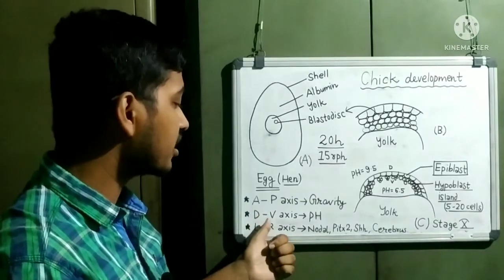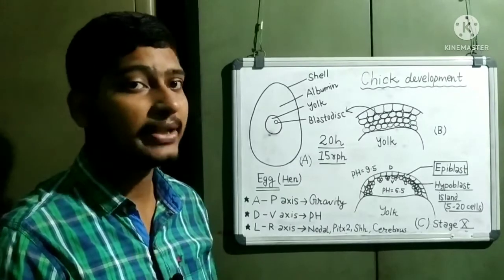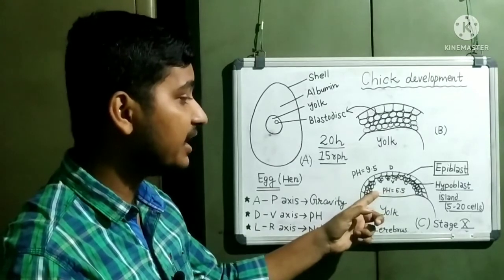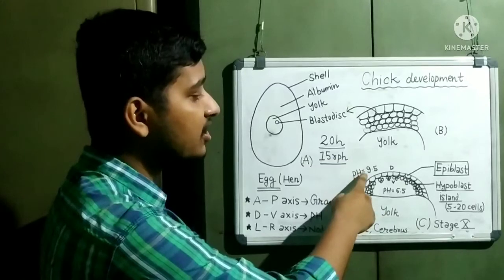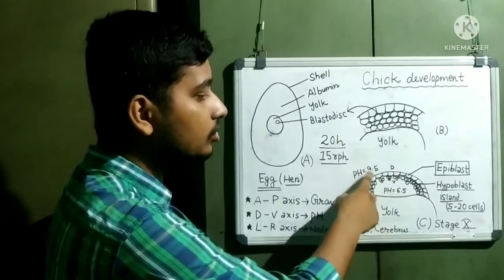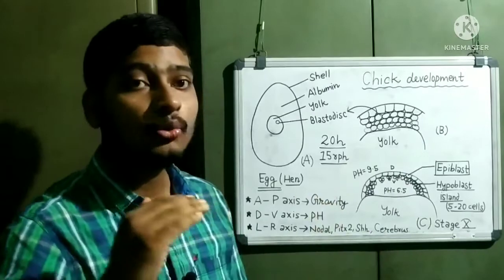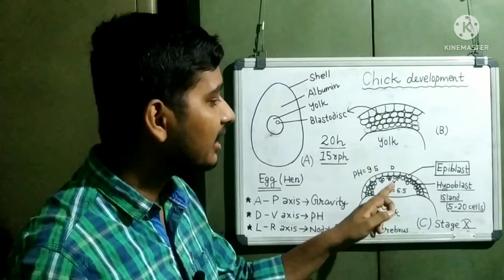If I talk about dorsal ventral axis formation, then it is completely pH dependent. As you can see here, the subgerminal cavity has the pH of 6.5, whereas the albumin part has the pH of 9.5, alkaline, and this is acidic. So in this way, the alkaline portion of the epiblast will form the dorsal portion, okay, and the other portion facing subgerminal cavity forms the ventral portion.